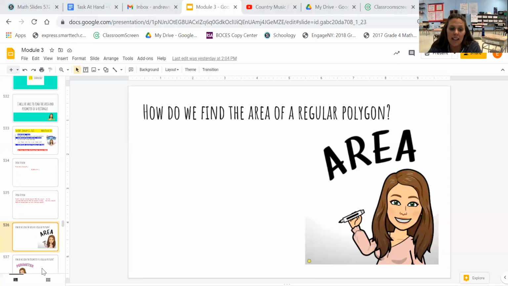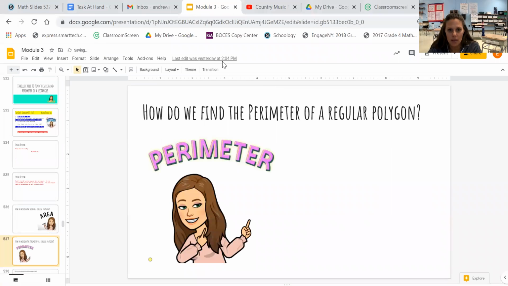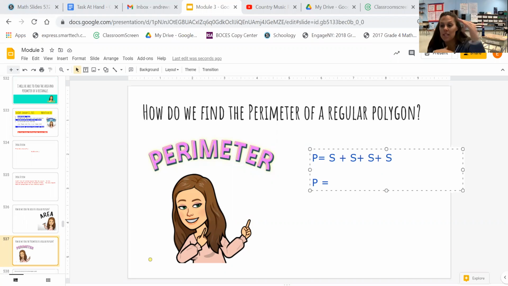Now, how do we find the perimeter of a regular polygon? Remember, we talked about there's multiple ways. One way is to simply add up all those sides. Another way, because we know regular polygons have the same sides, opposite sides are equal, is to do 2 times (length plus width). Okay, so that's for perimeter. If you want to take a screenshot of that, just so you have it to refer back to.